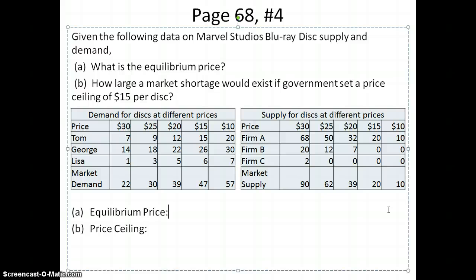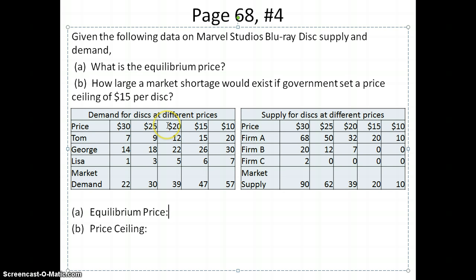Now to look for equilibrium price. The equilibrium price is the price where the quantity demanded is exactly equal to the quantity supplied. When the price is $30, the amount desired for purchase is 22, and the amount produced is 90. There's many more made than are wanted, so that must mean that the price is too high. So let's see what happened when we lower the price a little bit. To $25, now we have 30 that are wanted to be purchased, and 62 are made. Again, we have many more made than people want, so the price must still be too high.